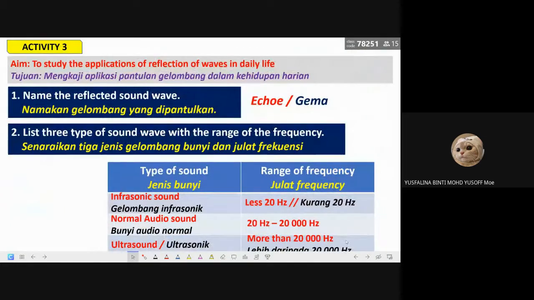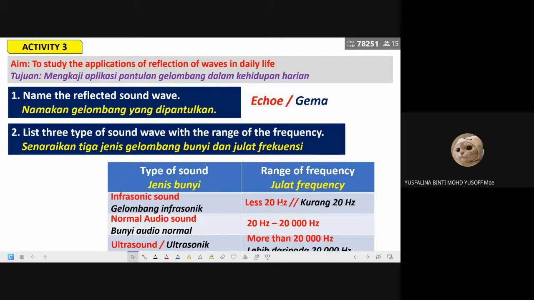All right, so the next part is to study the application of reflection of waves in daily life. So name the reflected sound wave. Just now we saw the water wave, now we see sound. For light, I think you already learned in science in form 2. For this one, in form 4, you only learn sound and also water waves. So what is the name of the reflected sound wave? We call it an echo.